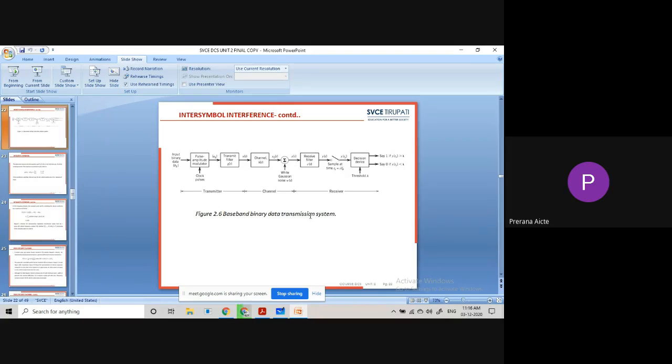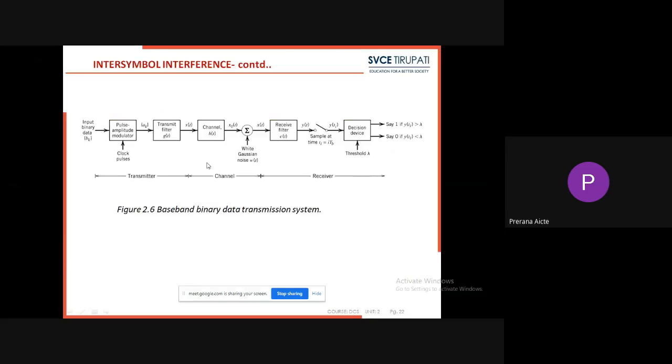This is the block diagram of intersymbol interference. The binary data, which is nothing but ones and zeros, can be transmitted using passband or baseband. In passband, the binary data modulates some carrier and the modulated carrier is transmitted over the channel. One of the baseband systems for transmission of digital data uses a discrete PAM signal. See, what is the operation here?